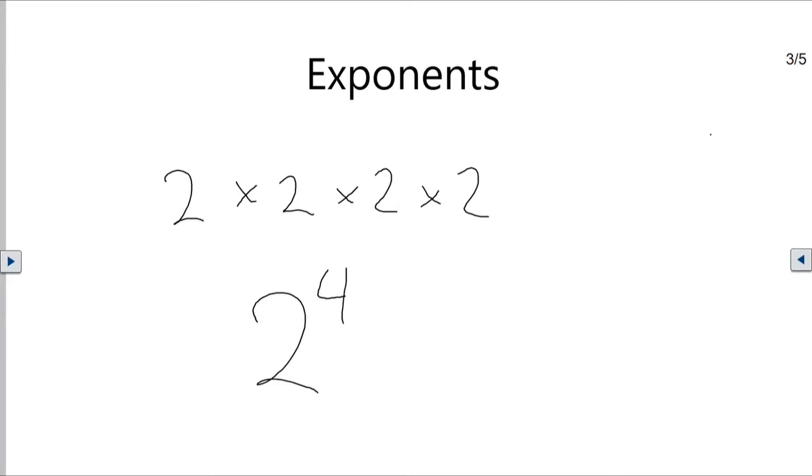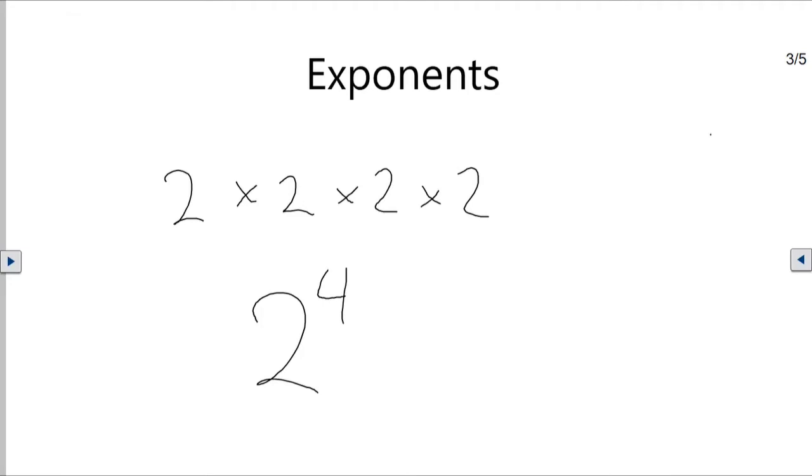One maybe misconception of that: it does not mean multiply 4 times. It means 4 2's multiplied together. If we look at the number of multiplication signs, it's actually 3. But the base and the exponent tell us the exponent is how many of the bases we multiply together.